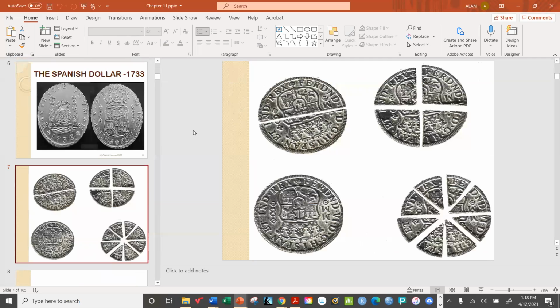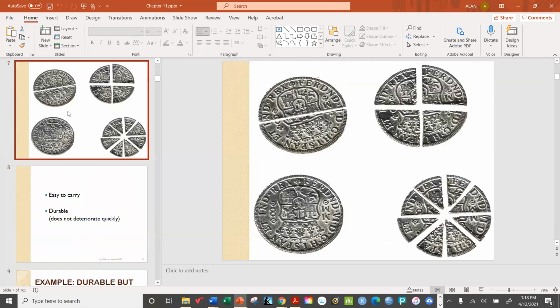Oh my God, what happened here? They took them and they cut them up into as many as 8 equal sized pieces. And that's how you got your change. Each of these individual slices, they look like little pizza slices, was referred to as 1 bit, worth 12.5 cents. 2 bits was equal to a quarter.